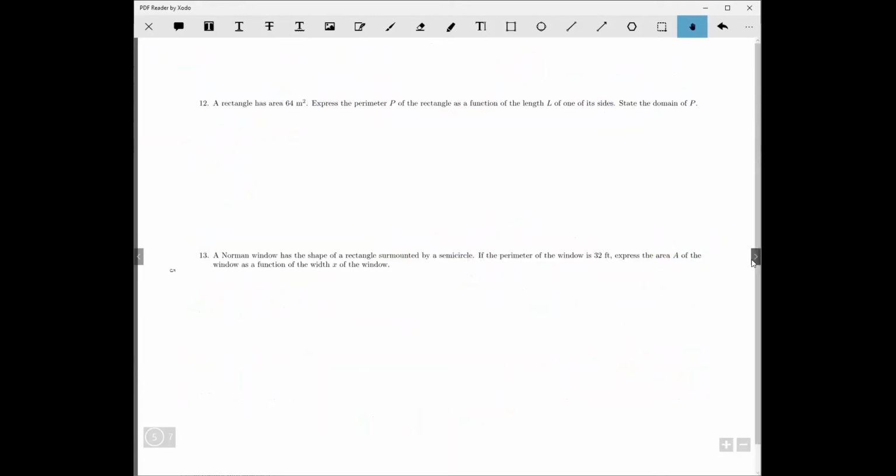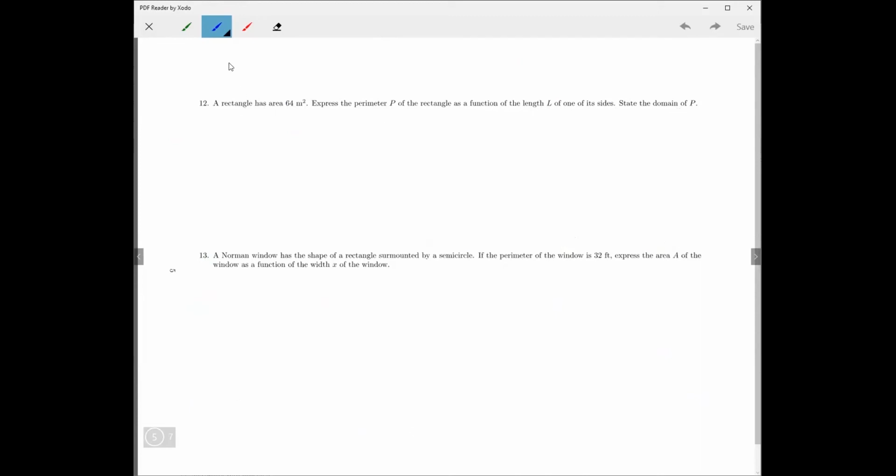Okay. So let's go on to number 12. Here we have a rectangle that has an area of 64 square meters. Express the perimeter P as a function of the length L of one of the sides. State the domain of P.